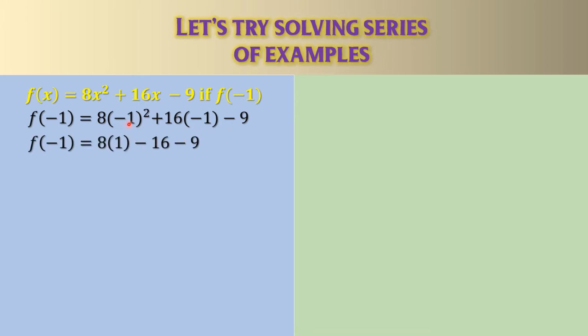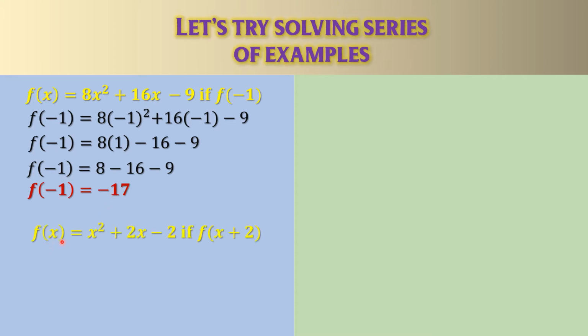So we have here negative 1 squared, that is equal to negative 1 times negative 1, which is equal to positive 1. Then 16 times negative 1, that is negative 16. Then bring down minus 9. Then let's further simplify. So we have here 8 times 1, that is obviously equal to 8. Then minus 16 minus 9. That is equal to negative 17. So the function above, when x equals negative 1, is equal to negative 17.